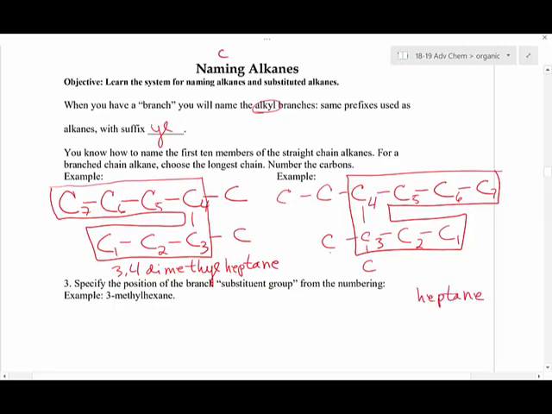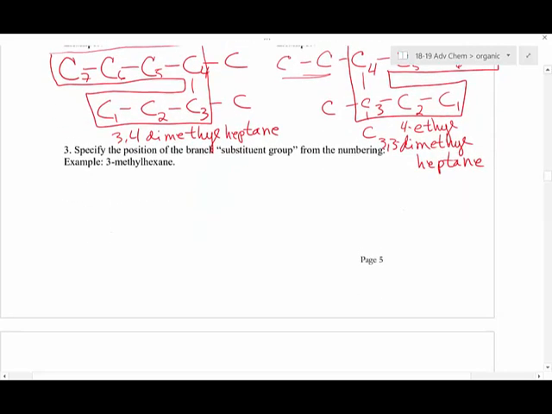Then I have a dimethyl, so there's 2 methyls, and there is an ethyl. So the ethyl will get named first because E comes before M in methyl. And the methyl is actually going to be dimethyl. And then I'm going to throw my numbers on, 3, 3, and 4. So I have 4-ethyl-3,3-dimethylheptane. Oh, this is fun and easy.